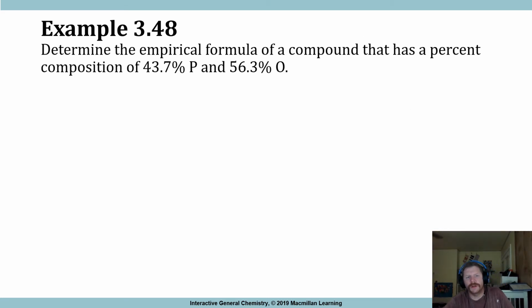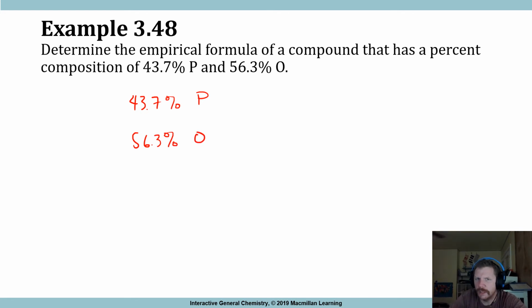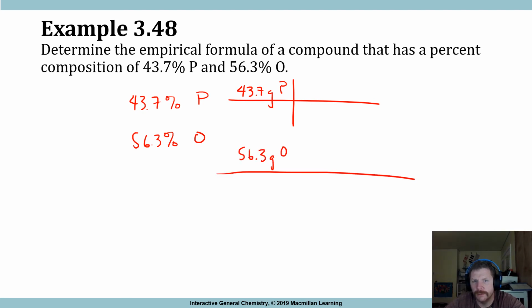So this is a good question right here. You have a compound that is 43.7% P and 56.3% O. Our first step is to convert these percentages into masses, and we're going to assume 100 grams. So I'm going to simply write this as 43.7 grams of phosphorus. And now, after I convert this into grams of oxygen, I want to know my molar mass of these different things.